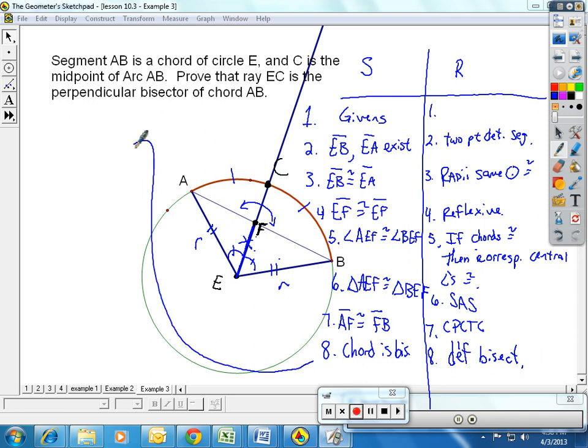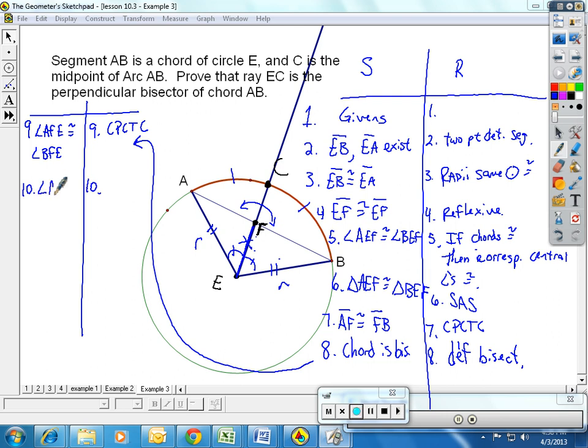So we'll come over here, and we'll finish this over here. Number 9. Number 9, we can say now that angle AFE is congruent to angle BFE. We know that by CPCTC. Number 10, angle AFE and angle BFE are right.